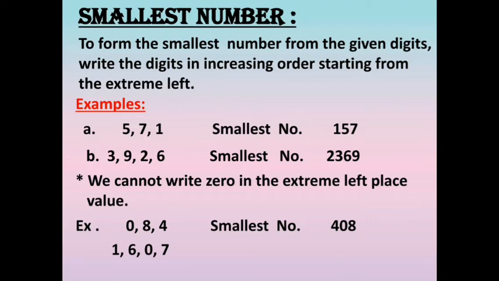Now we will see an example of 4 digit number. 1607. What is the smallest digit? 0. But we should not take 0 in thousands place. So what is the next smallest digit? 1. So 1, after 1 you have to place 0 in hundreds place. Then comes 6, then 7. So what will be the smallest number? Smallest number will be 1067.